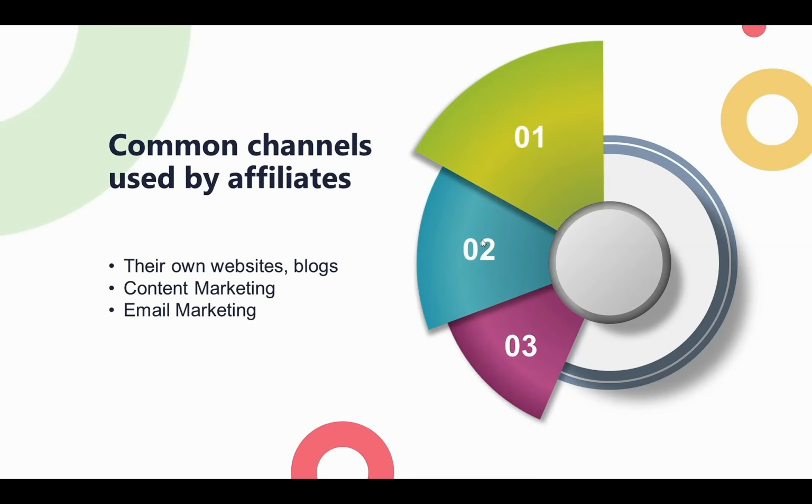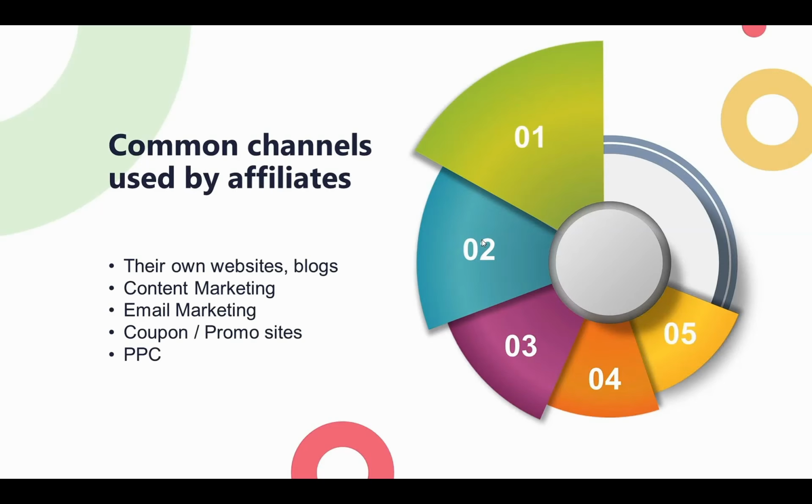Email marketing, of course, can be very effective. And again, if an affiliate has a large network of emails or leads, then they can distribute your product or service via that. Posting your products on coupon or promo sites is also very common. And then there is PPC.